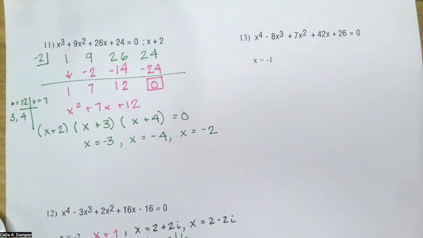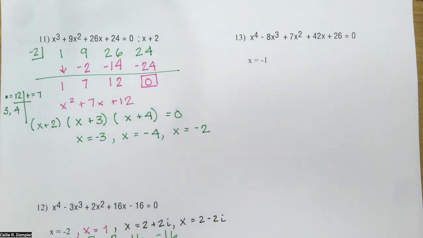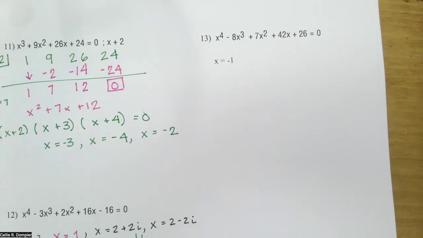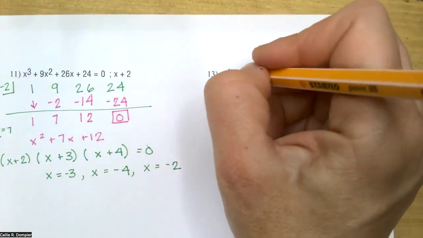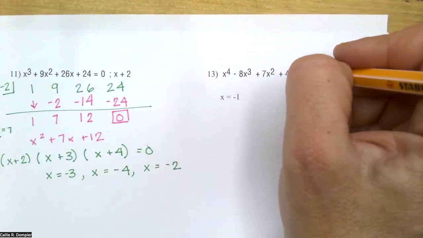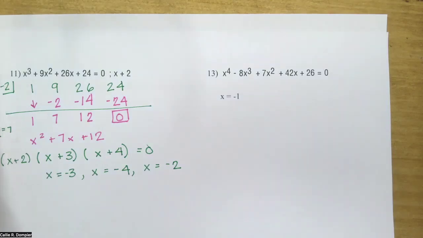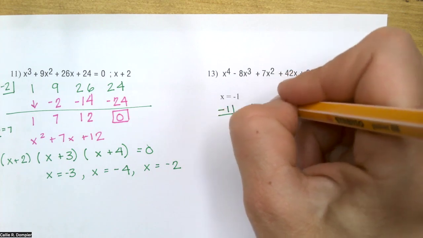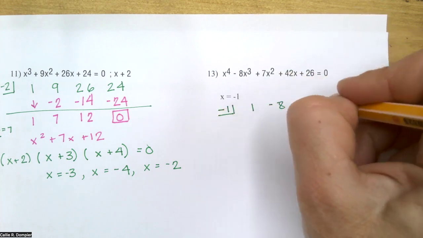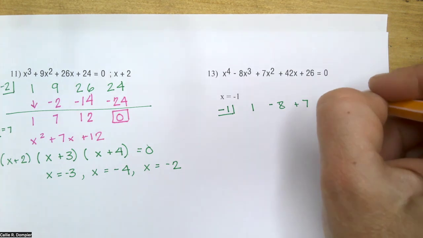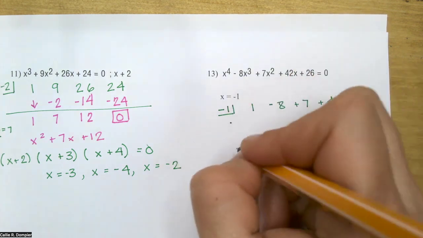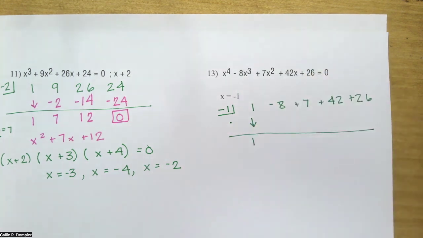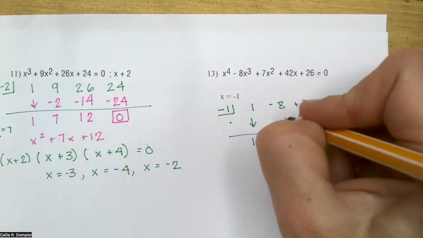Good. All right, 13 is our last one. I'm just going to show you because it is a little bit tricky. So we've got x to the fourth minus 8x to the third plus 7x squared plus 42x plus 26. And we've got negative 1. So negative 1, 1, negative 8, 7, 42, 26. The 1 goes straight down. 1 times negative 1 is negative 1.